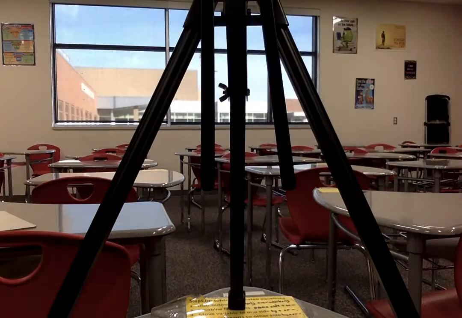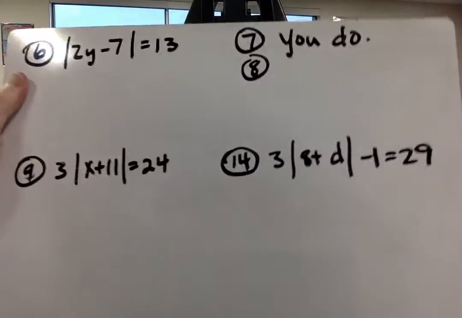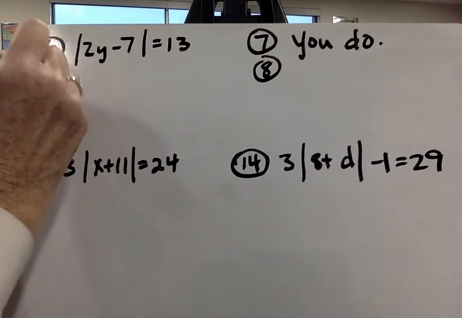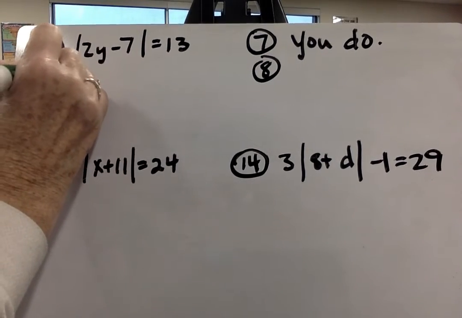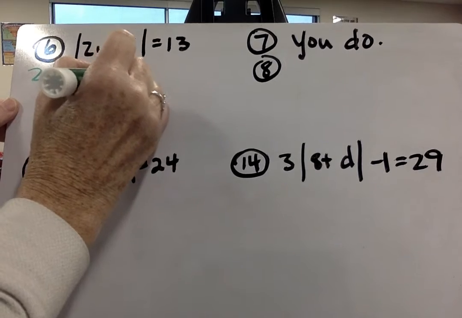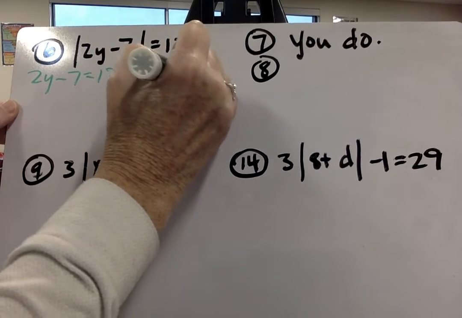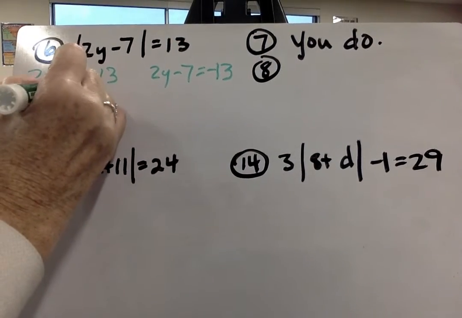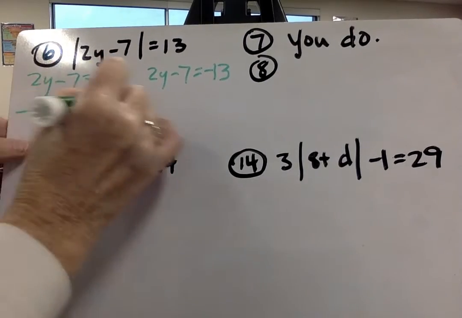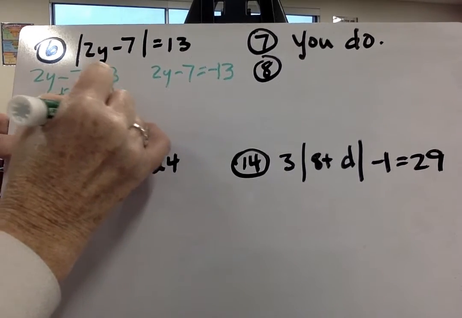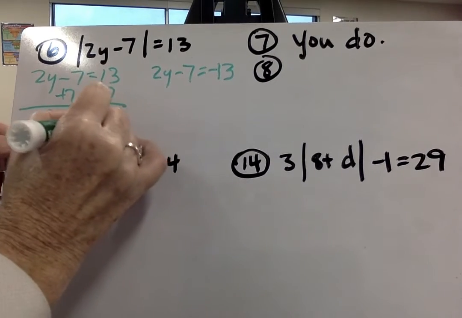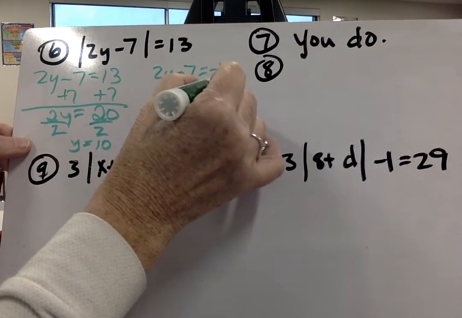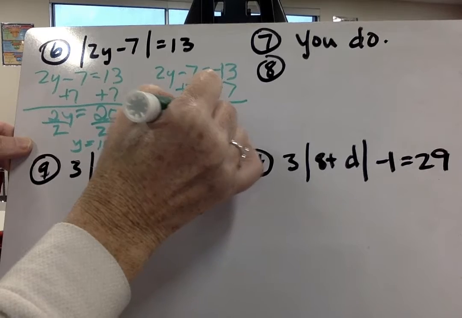All right, now I'll go on to a few harder ones here. 2y minus 7 equals 13. My first equation I write exactly like this. And then the other one, again, the answer will become negative, and then I just solve the two equations. So y equals 10 here. Add 7 to y equals negative 6.